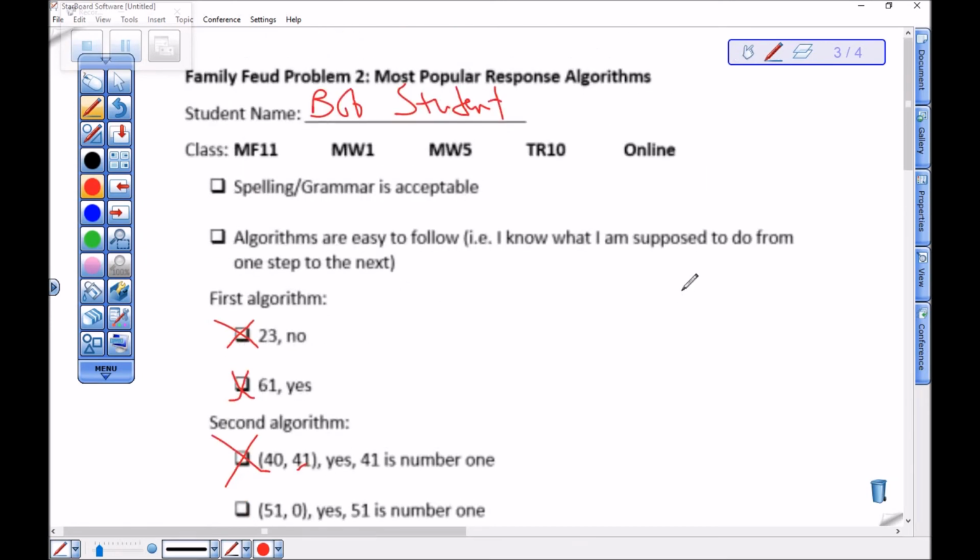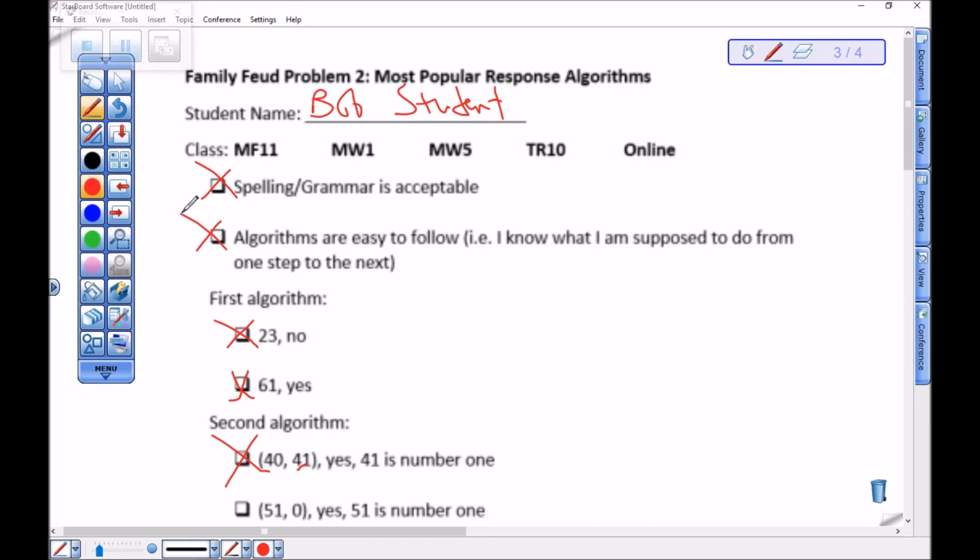Spelling and grammar is acceptable. I thought the spelling was fine. Algorithms are easy to follow. I wish that it had said, you know, start in the green circle or something, or had a start here arrow, but I would give it the point because it didn't take me long to figure out what to do.